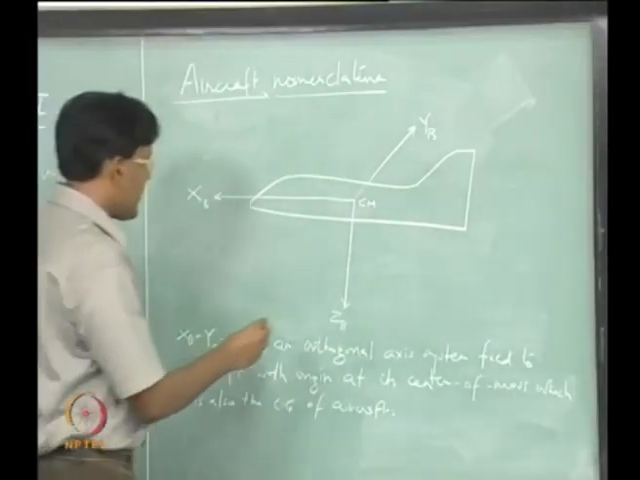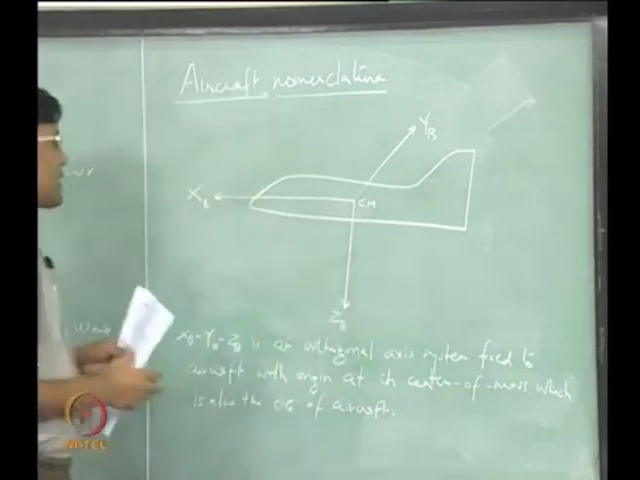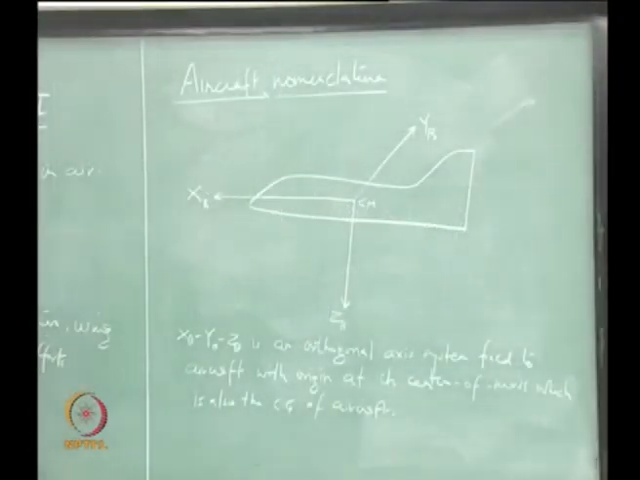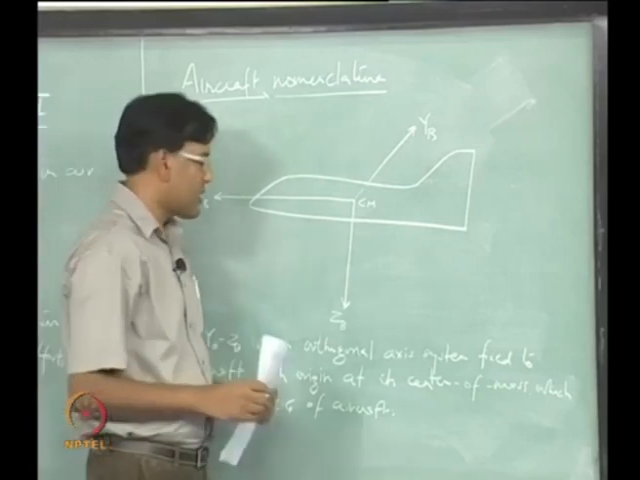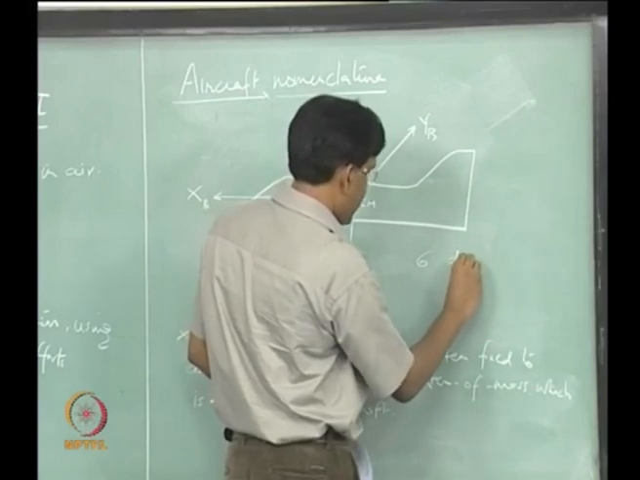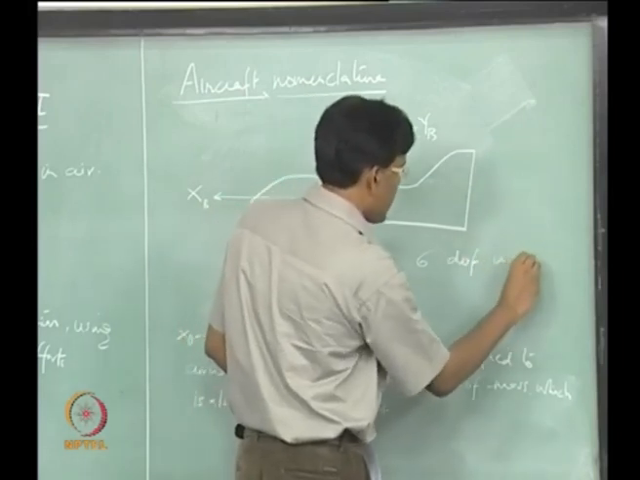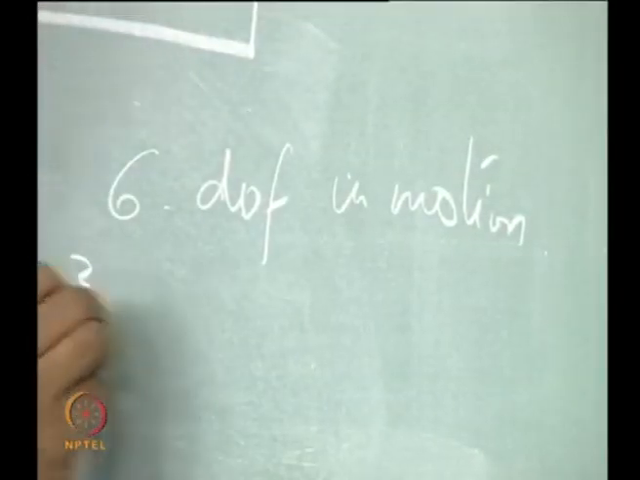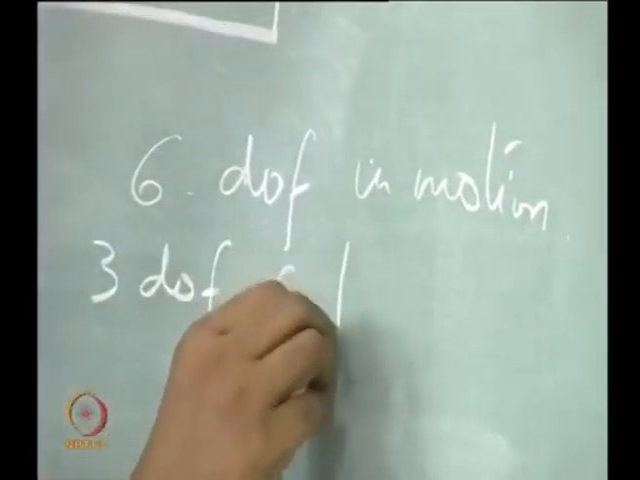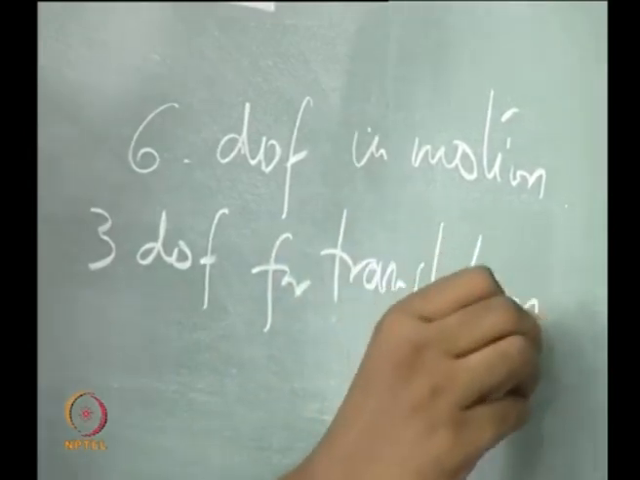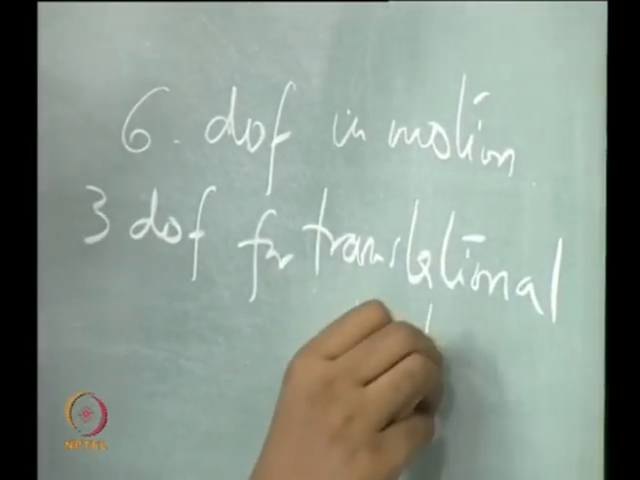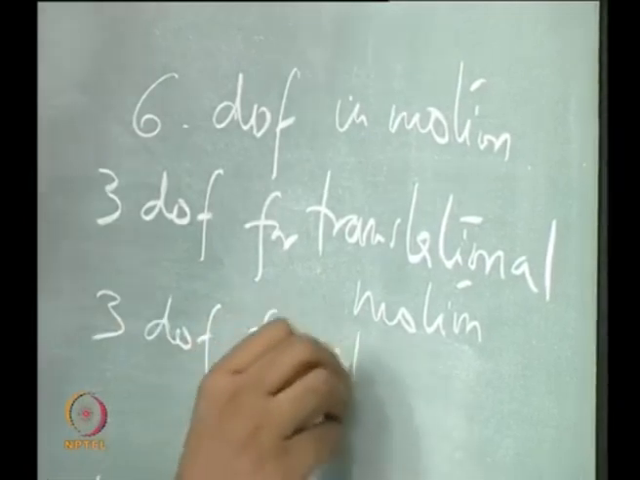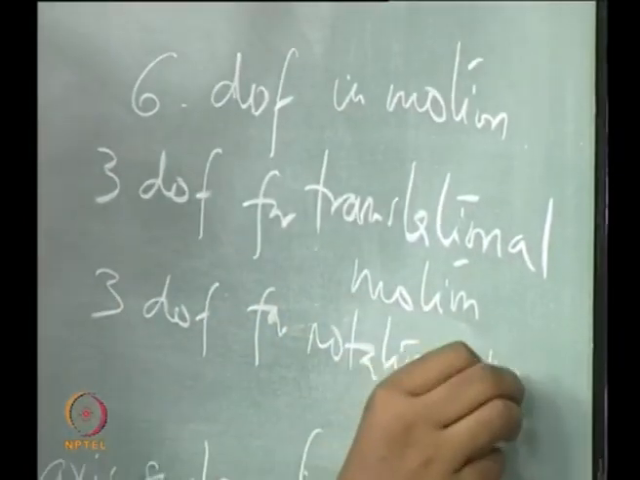Now, we will assume the aircraft to be a rigid aircraft, so it will have 6 degrees of freedom in motion. Three degrees of freedom for translational motion and 3 for rotational motion.